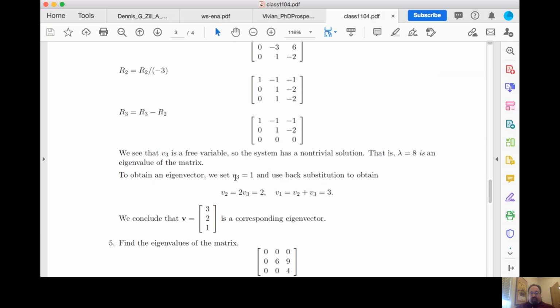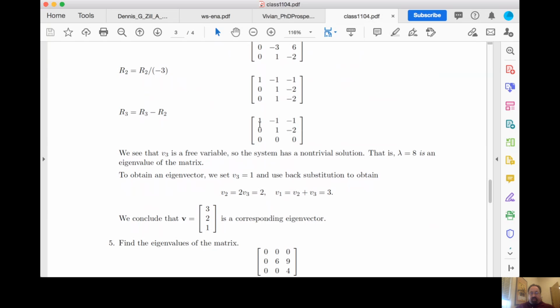So we again set our free variable equal to 1 to get a non-trivial solution. So I use this equation. This says v2 is equal to 2v3. Again, you're moving this to the other side. So v2 is equal to 2.